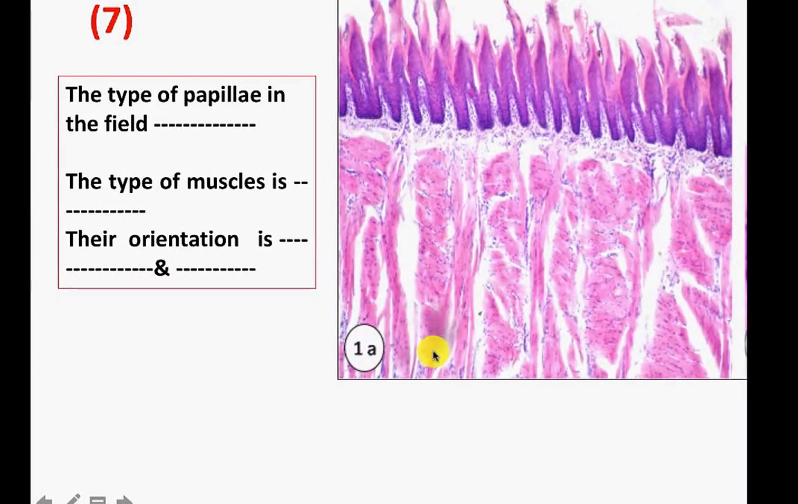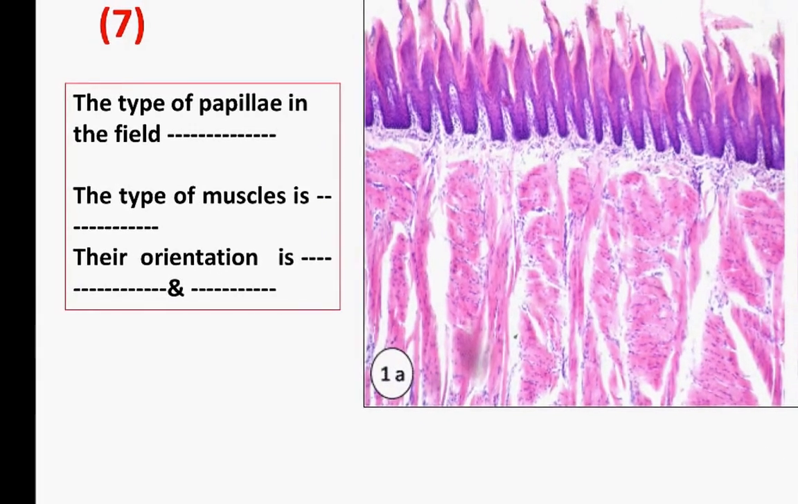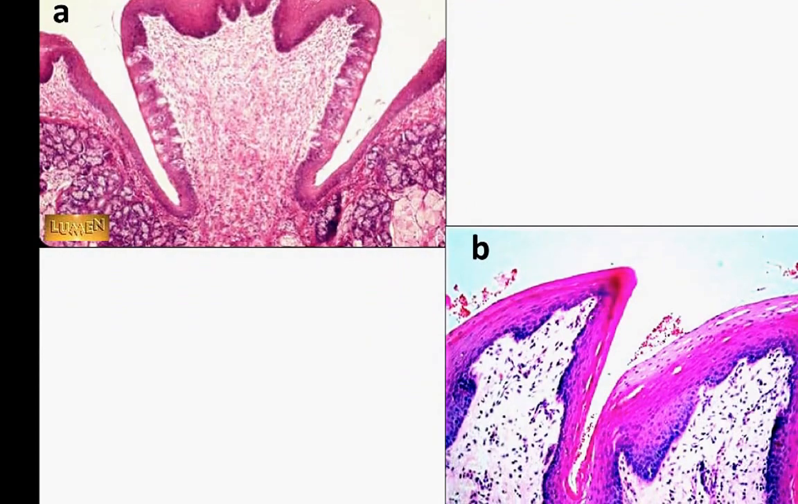Slide number 7, filiform papilla. Here we have the appearance of this conical shaped papilla, the filiform papilla, and the type of the papilla in the field is the filiform papilla. The type of the muscle is striated or skeletal muscle. The orientation is longitudinal. It is not evident in the picture, but you should mention the three orientations: vertical, transverse, and longitudinal.